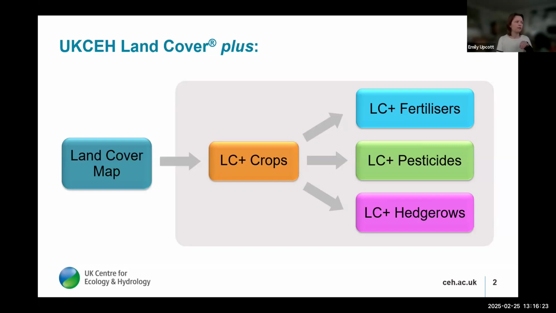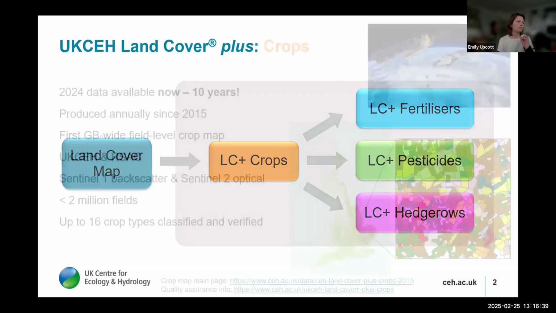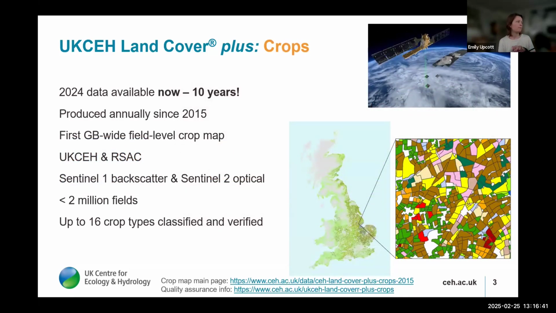So we have our first one, which is Land Cover Plus crops. And from this map, which is largely from the arable and horticultural land use from the Land Cover Map, we can then derive the Land Cover Plus fertilizers, pesticides, and hedgerows maps as well. So we'll start with the crop map.